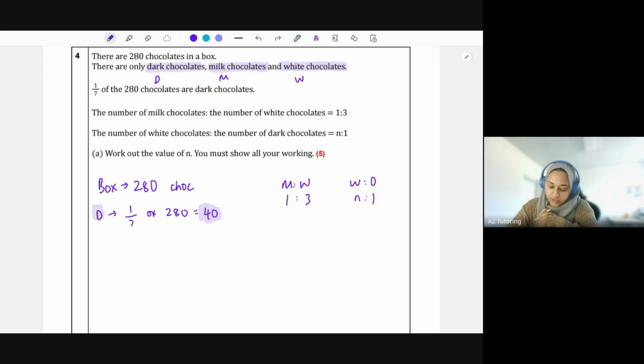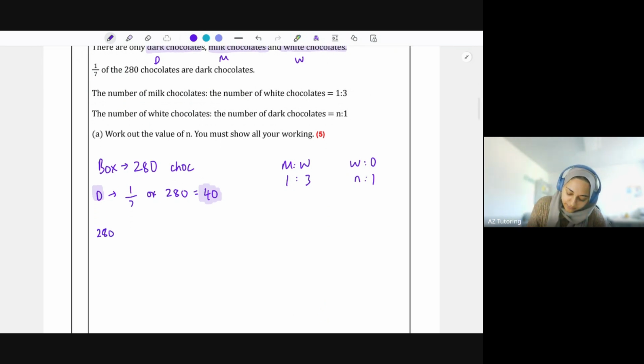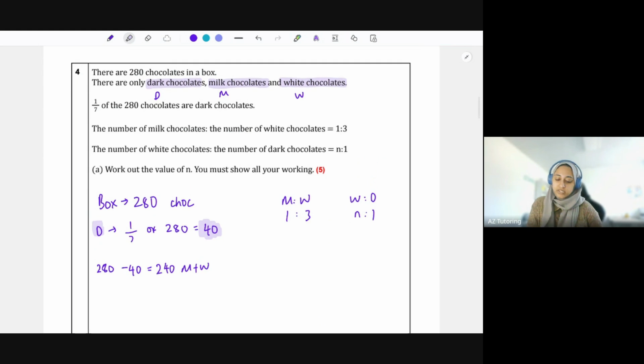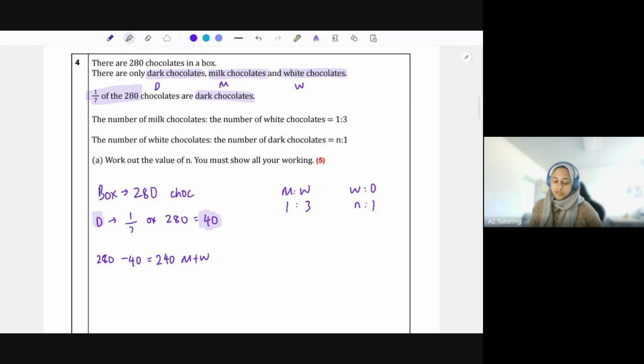So we know the number of dark chocolates in the box. We've just worked out 40 dark chocolates. So therefore, we know the remaining amount of chocolates in the box. We can do 280 minus 40, and that's going to be the number of milk and white chocolates. So 280 minus 40, there's 240 milk and white chocolates because there's only dark, milk and white. So if we know dark is 40 because we worked out 1/7 of 280 that they've told us is dark chocolates, the remaining is milk and white.